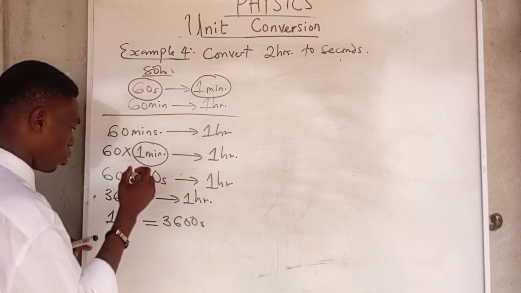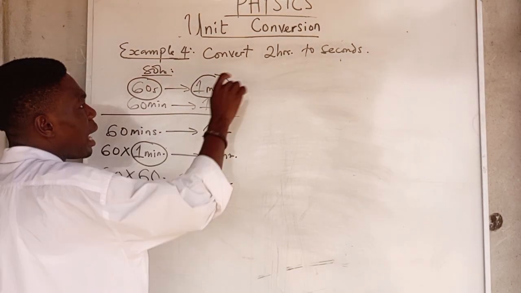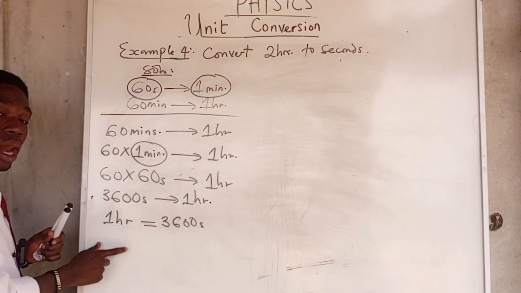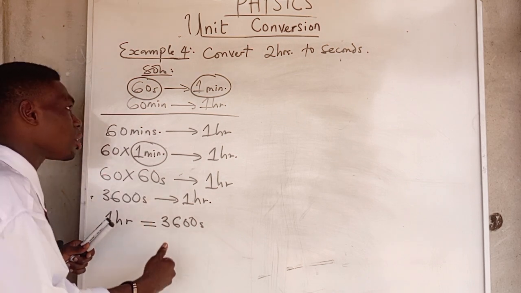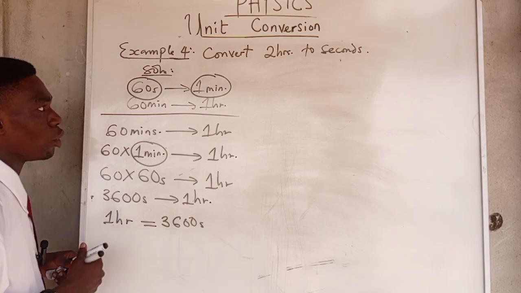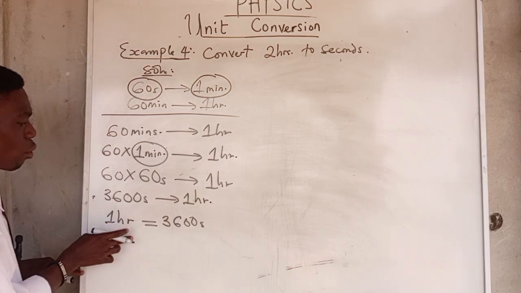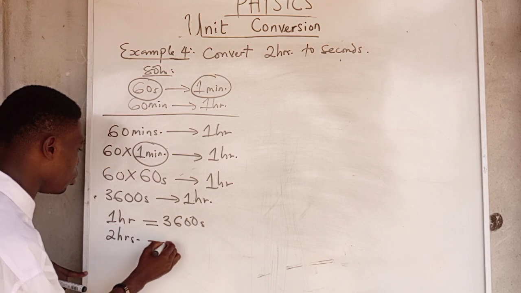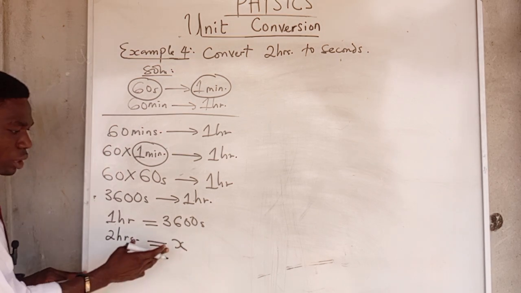3600 what? Seconds. But we are looking for 2 hours. How many seconds are there in 2 hours? There are 3600 seconds in 1 hour. So how many seconds will there be in what? 2 hours. So if 1 hour is equivalent to this, we write that 2 hours now will be what? Will be x. We'll also cross multiply.